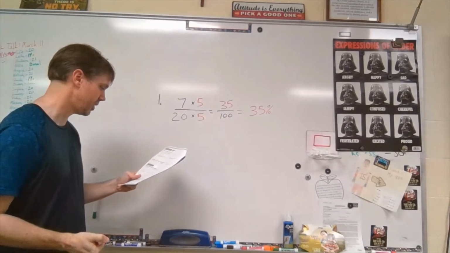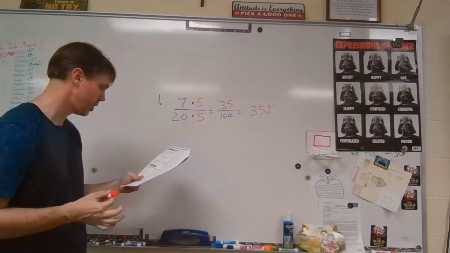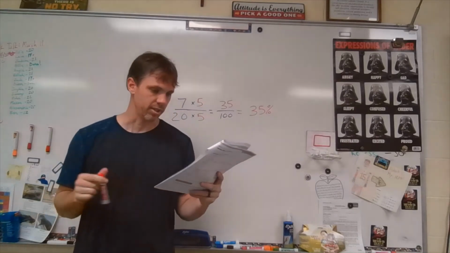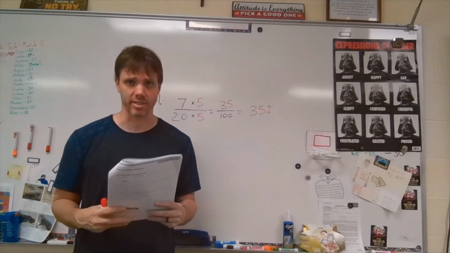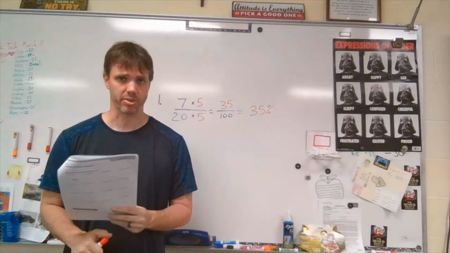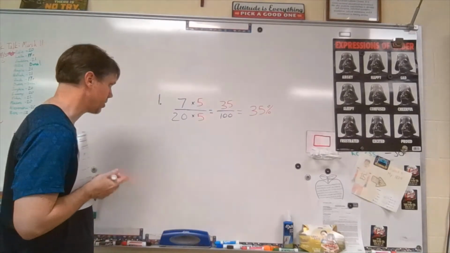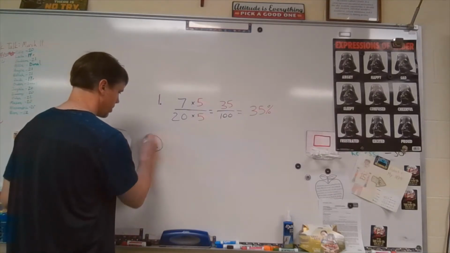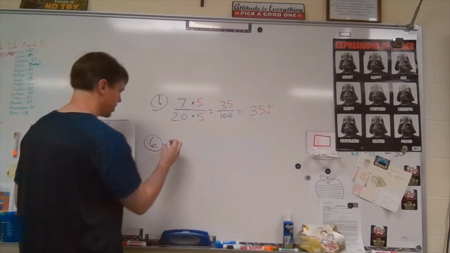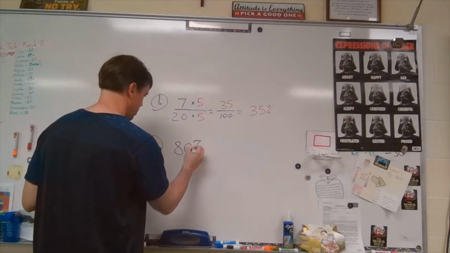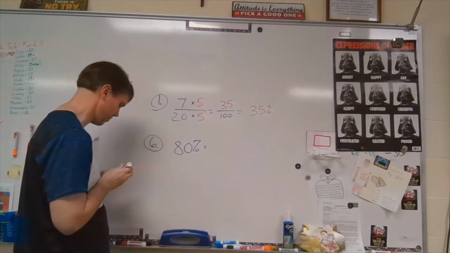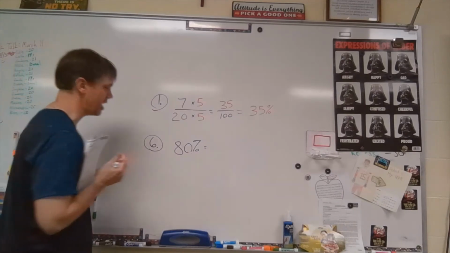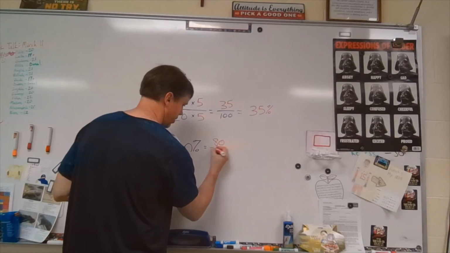Okay, so do notice, where you're converting between percentages and fractions, that it asks for a simplified fraction. That means you have to find simplest form. So let's take a look real quick at number 6. Okay, so 6 gives you 80%, and they want you to write that as a fraction. Well, 80% is 80 out of 100, so we can start there.